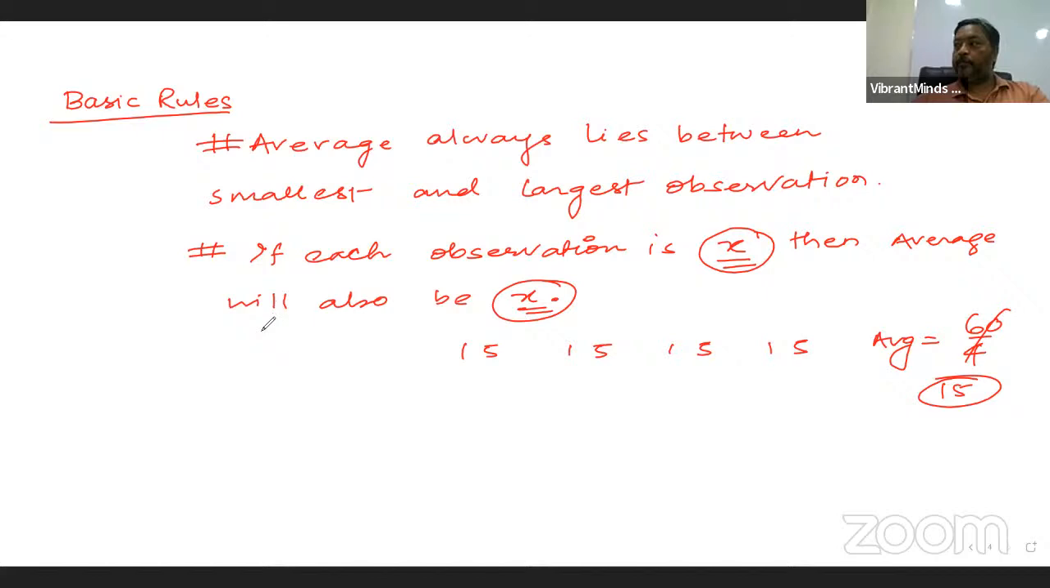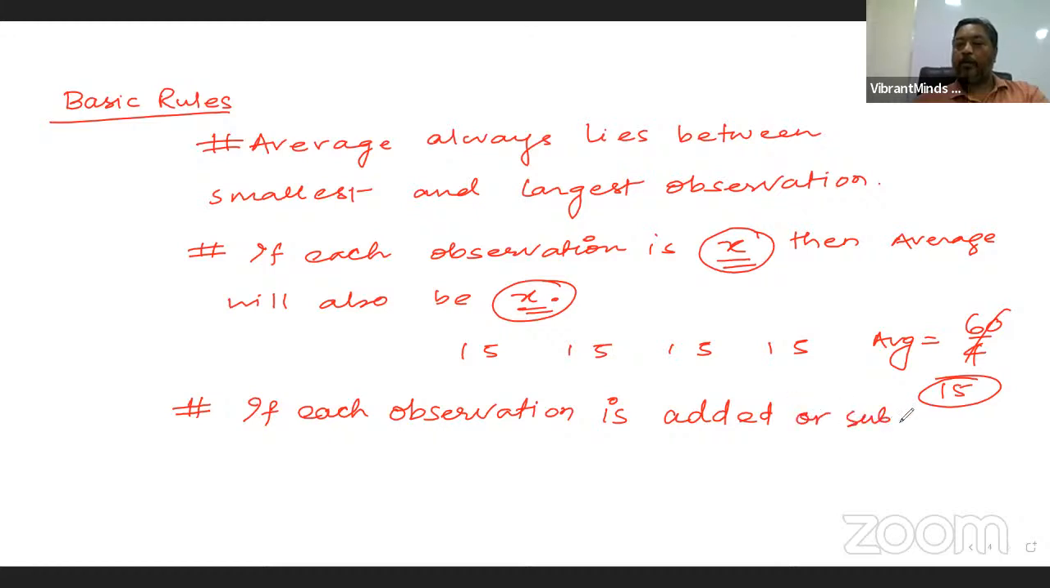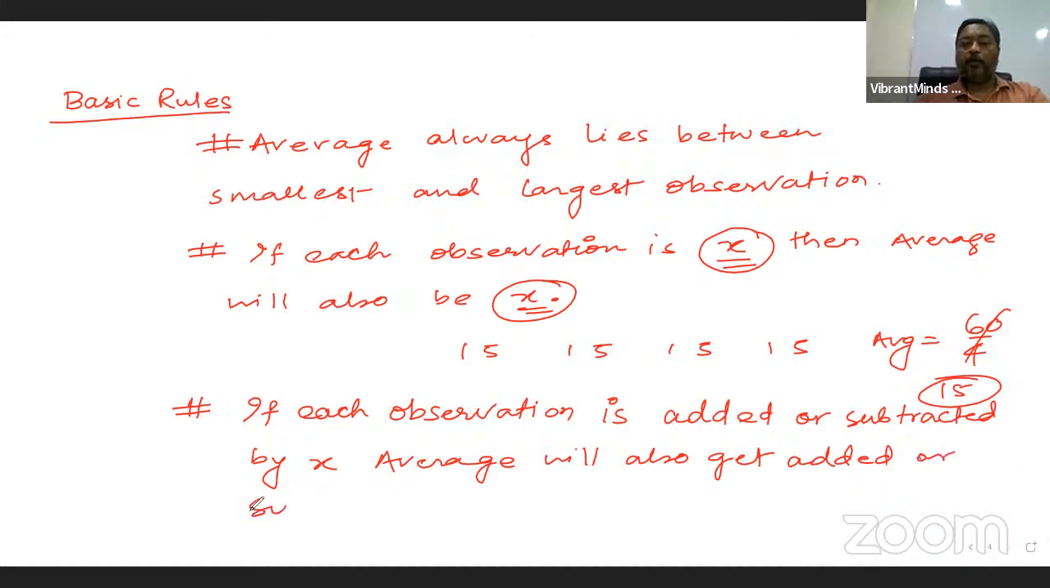Okay, go ahead. Now see, third rule. If each observation is added or subtracted by X, average will also get added or subtracted by X. Now, what do you mean by this?